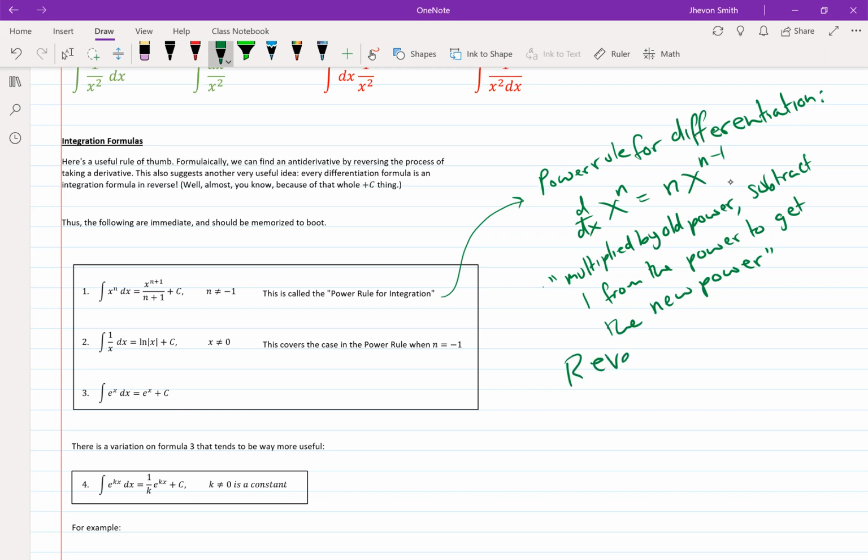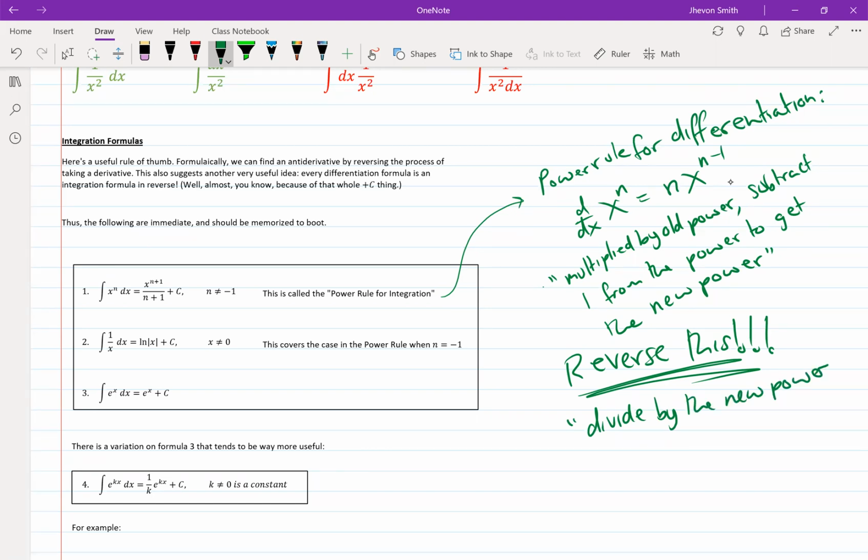What we want to do is reverse this. How would you reverse it? Well, instead of multiplying by the old power, you would divide by the new power, and add 1 to get the old power back. So where we had multiplied by the old power, we're now going to divide by the new power. And where we subtracted 1 from the power, we're going to add 1 to the power. And so to reverse this process, we get something like this guy right here.